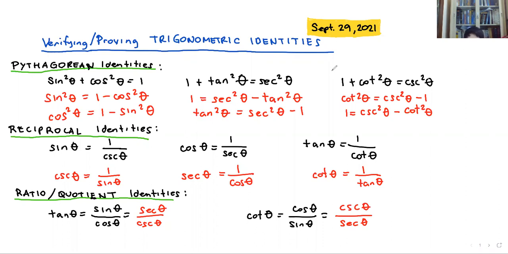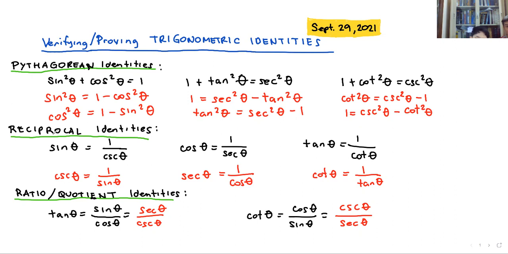So today we'll be discussing and giving examples of the way to verify or prove trigonometric identities. Let us first discuss the different identities. First, we have the Pythagorean identities. You just need to memorize at least the three basic Pythagorean identities, which are written in black. And the red ones are the derived identities. By using the rules of transposition, you can get the other identities.